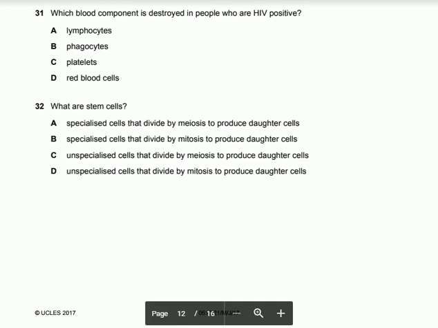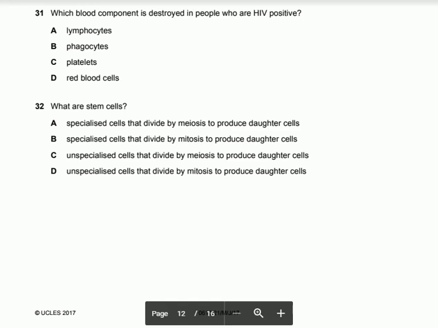Which blood component is destroyed in people who are HIV positive? What does HIV do? Oh, by the way, yesterday was World AIDS Day, so it's kind of a coincidence that I'm getting the question on HIV.